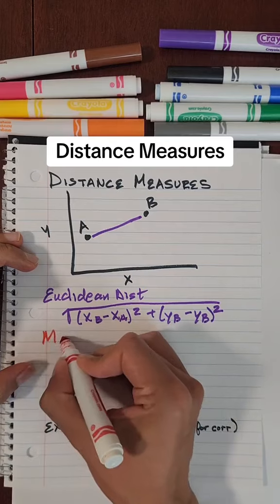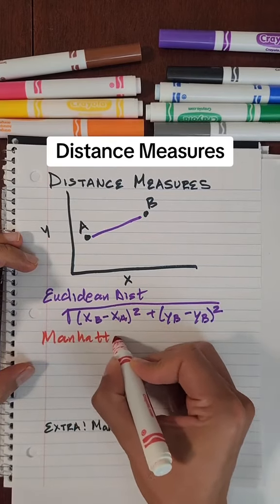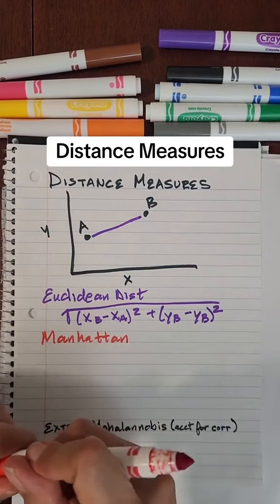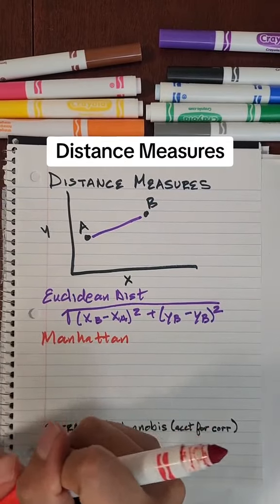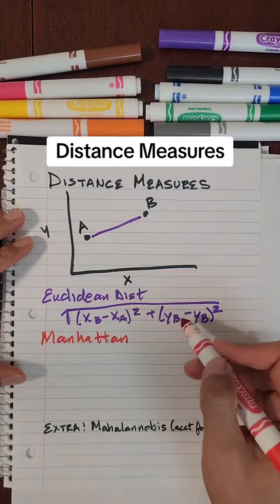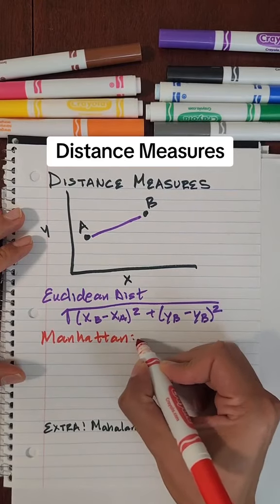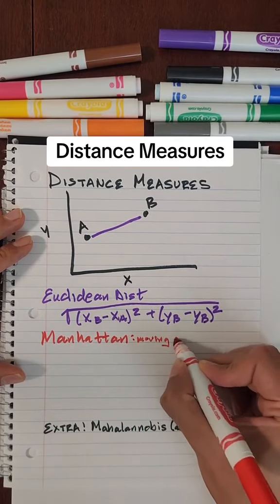Next example is Manhattan distance. So Manhattan distance, if you've been to Manhattan before, it's pretty much a grid system in terms of how the streets are set up. So when you think of Manhattan distance, you can think of it as moving along the edges.